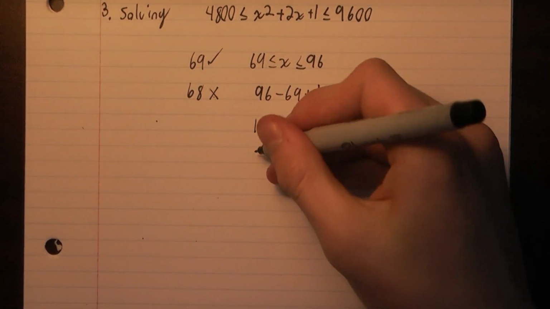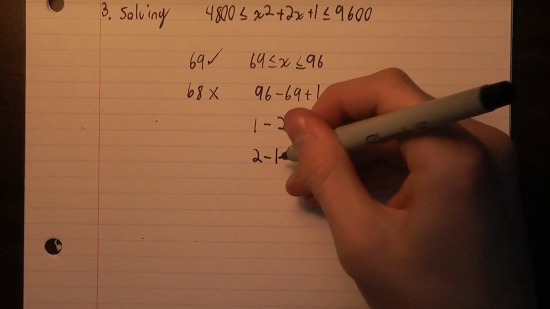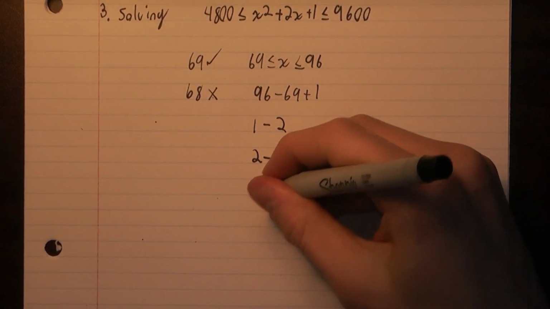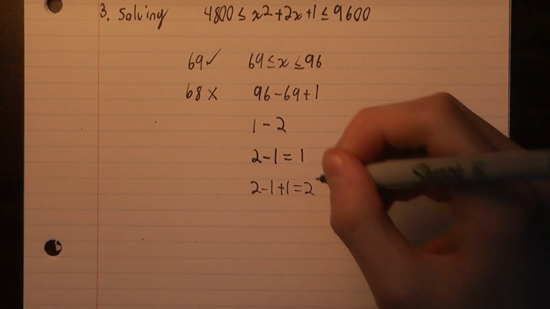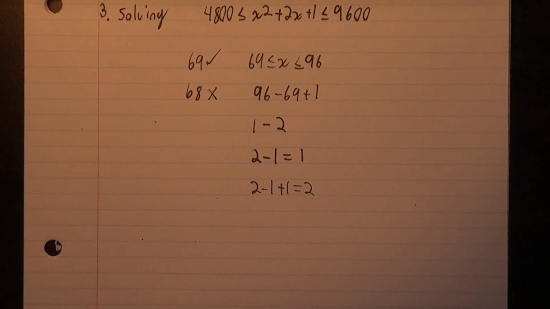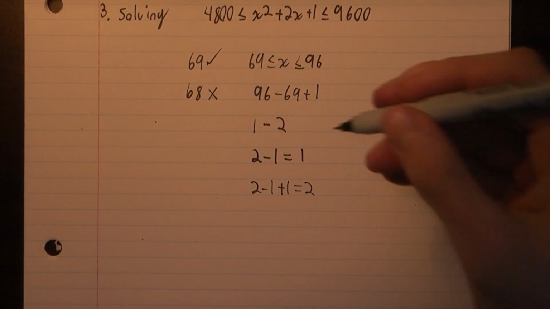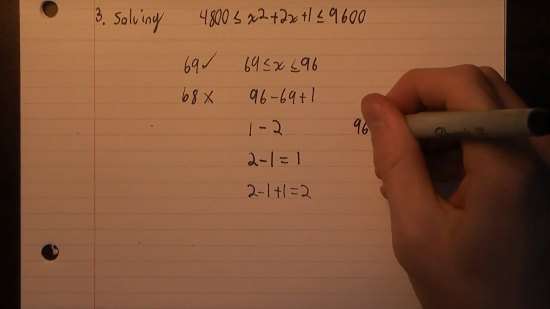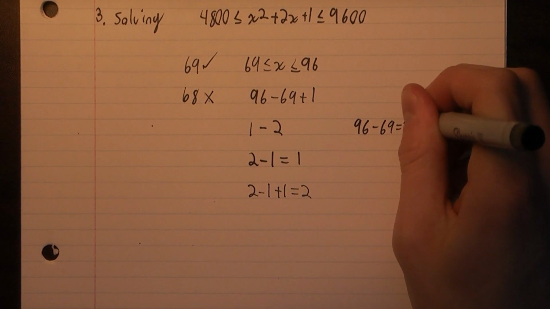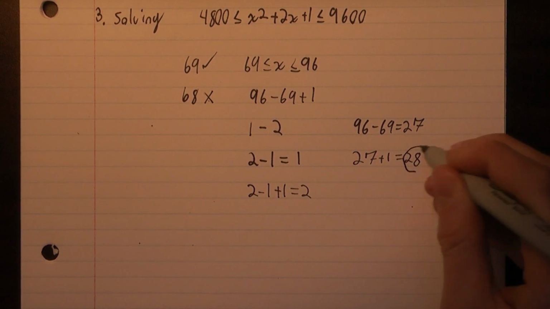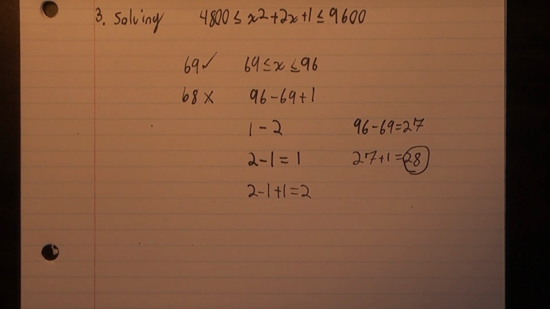Except if you try and calculate that the same way we calculated the first one, 2 minus 1, that's just 1. So we need to do 2 minus 1 plus 1, which is the correct amount, two numbers. So this is what we do on a much bigger scale of 96 minus 69. And 96 minus 69 is 27. And 27 plus 1 is 28. So there are 28 possible values of x in this question. Waterloo solved this question in pretty much the same way with negligible differences.